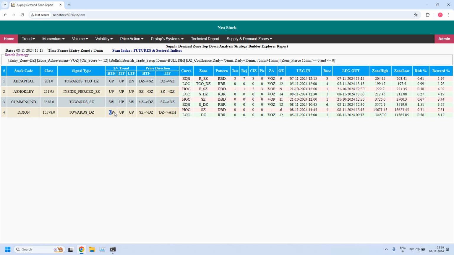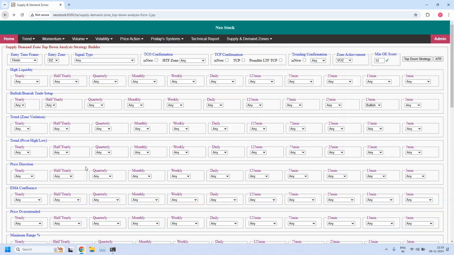Except the third, the remaining 3 stocks are having uptrend, HTF trend. HTF means daily. And the 15 and 75 minutes zones together are part of the daily zone. And in these 3 stocks, except the third one, if they are having daily EMA confluence, they are even more high probability setup. Let's verify.